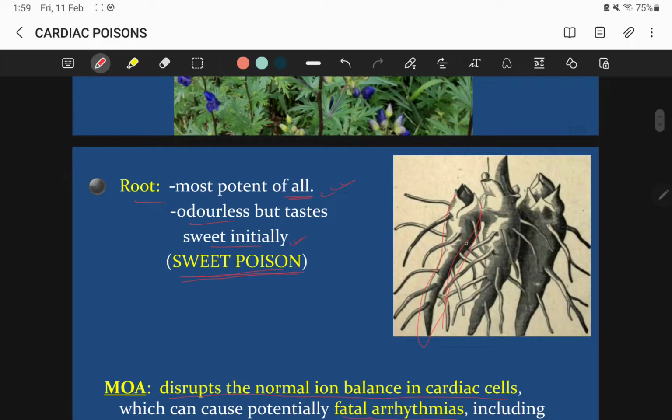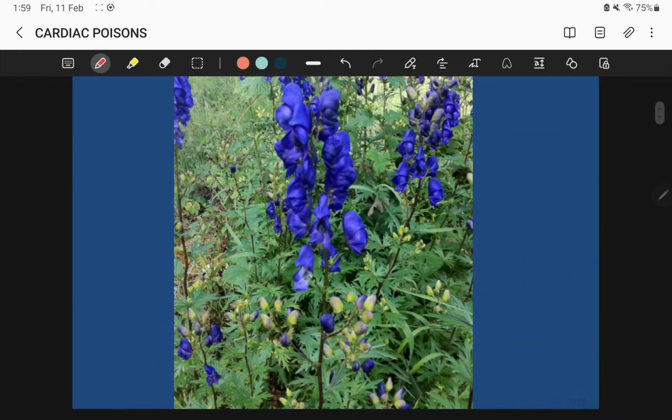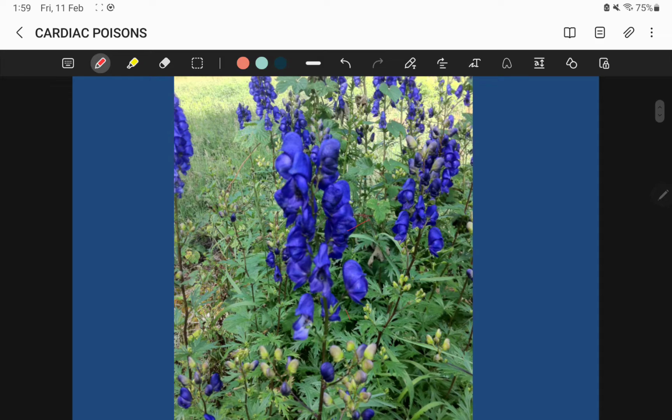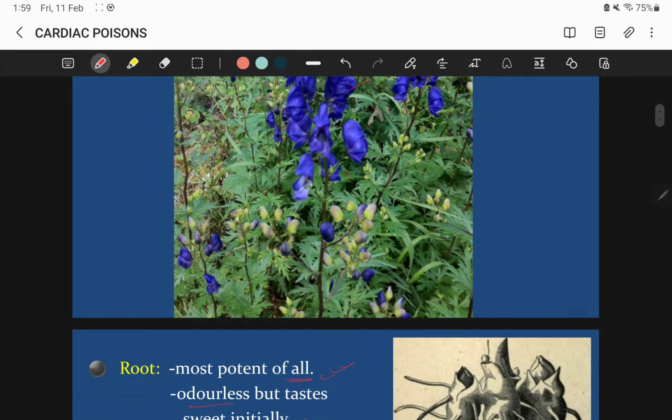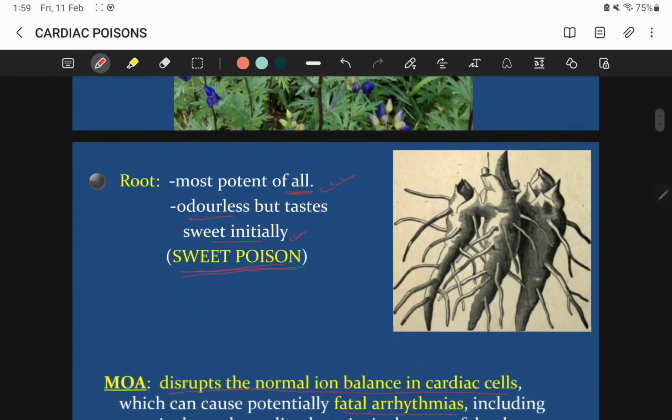What is the most potent part? A plant has many parts: stem, flower, leaves, and roots. Out of them all, the root is the most potent. It is odorless, it has no smell, but tastes sweet initially, and that's why it is known as sweet poison.